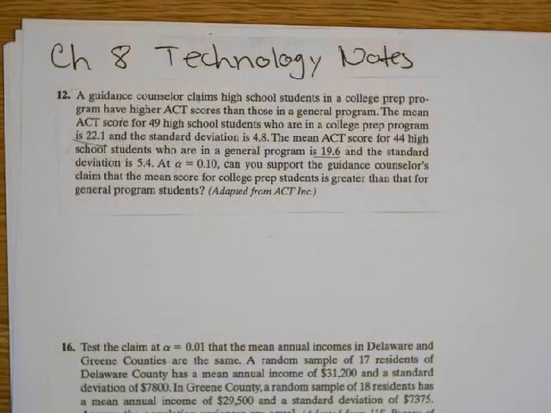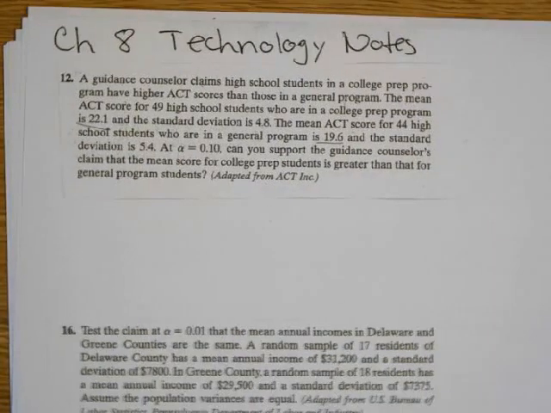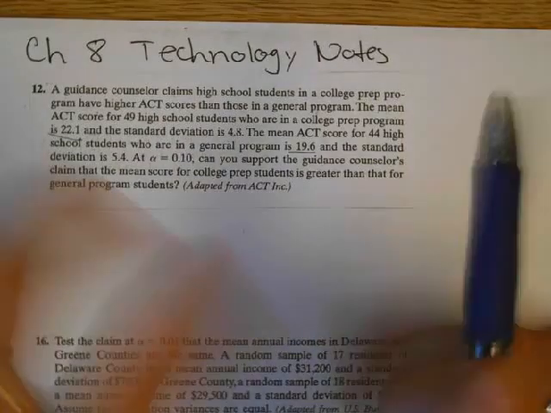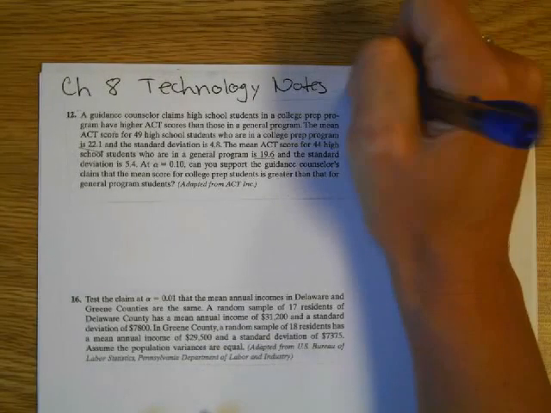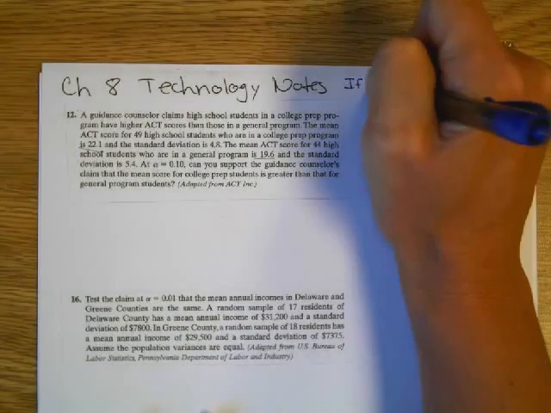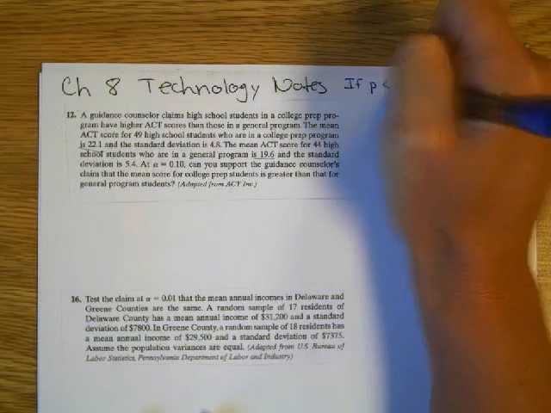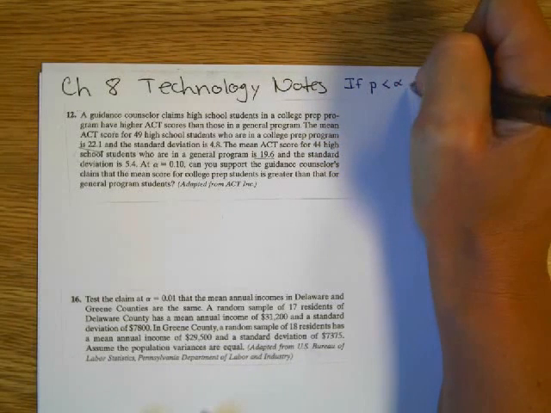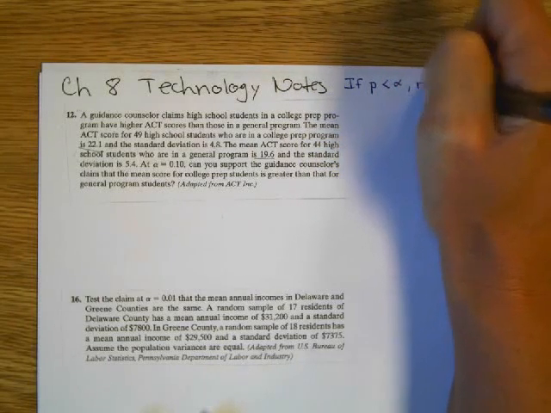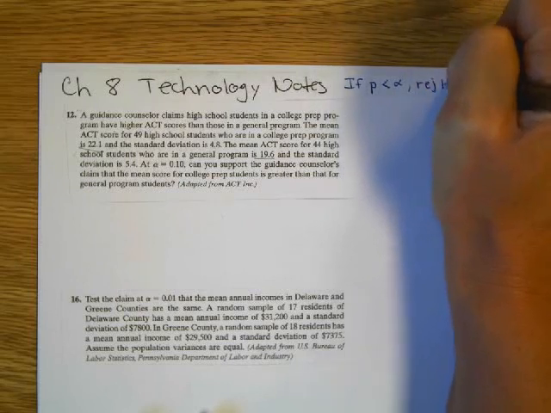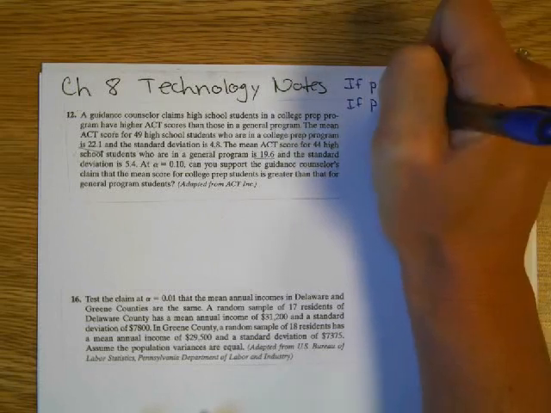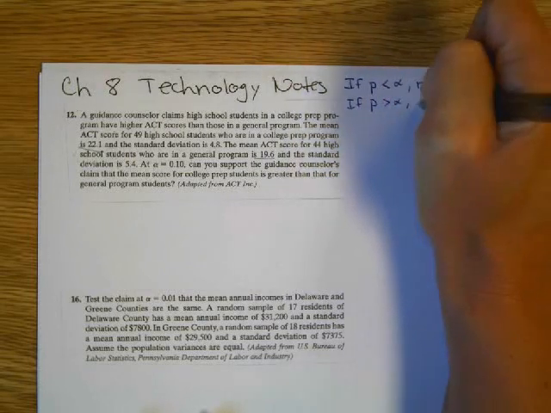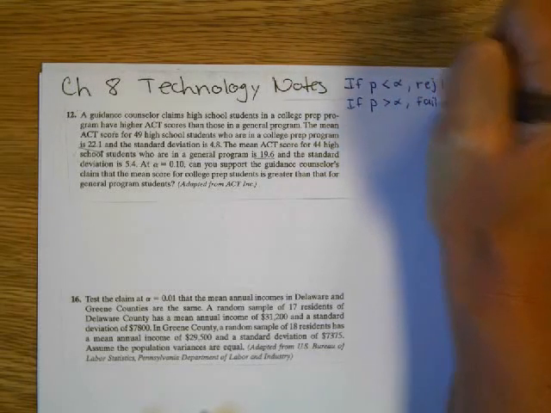Another day, another different program. And it's just like last chapter where all we care about at the end of the program is the p-value. So, at the top, if the p-value comes out smaller than alpha, we're going to reject the H0. And if the p-value comes out greater than alpha, we're going to fail to reject the H0.